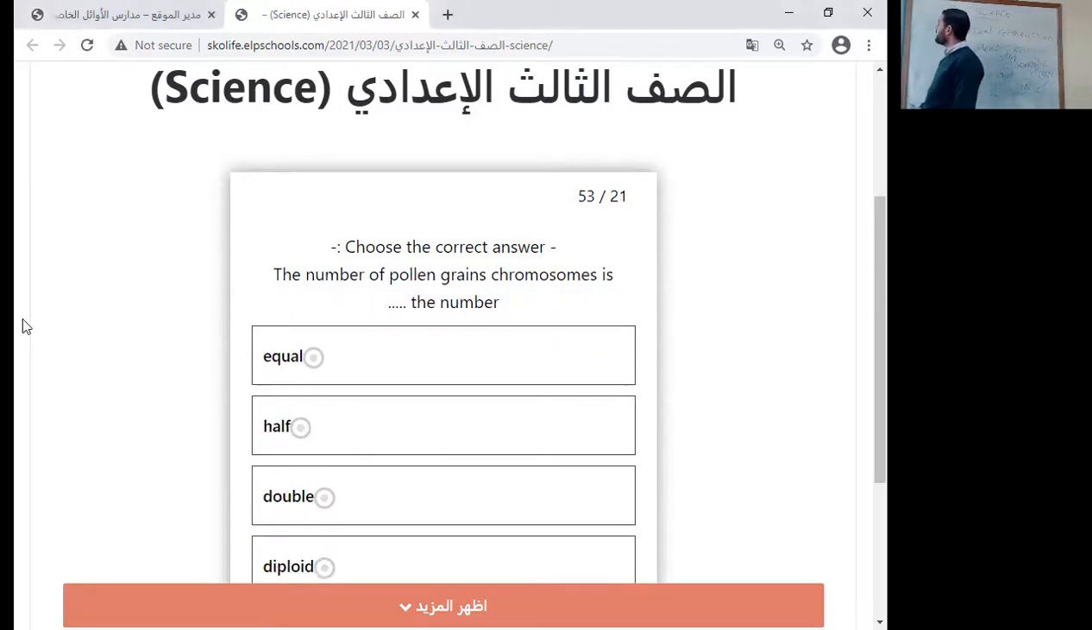The number of pollen grain chromosomes is half the number of chromosomes in somatic cells. He is comparing in this question between the number of chromosomes in pollen grains, which are the male gametes in plants, and the other plant cells, or the somatic cells of the plant. So pollen grains are gamete cells, but in plants.